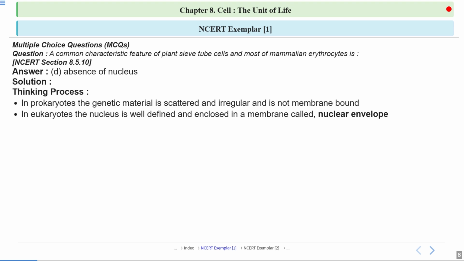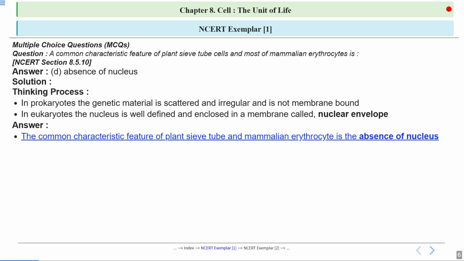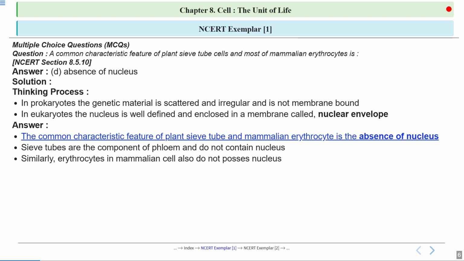Now, sieve tube cells and mammalian erythrocytes are both eukaryotic cells. So actually a true nucleus should be present here. But the nucleus is absent in both of these cells. Sieve tubes are a component of the phloem and they also do not consist of the nucleus. These sieve tubes are supported by the companion cells. These companion cells provide proteins to the sieve tubes.